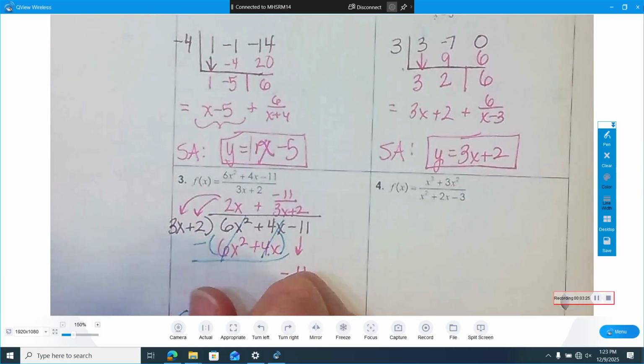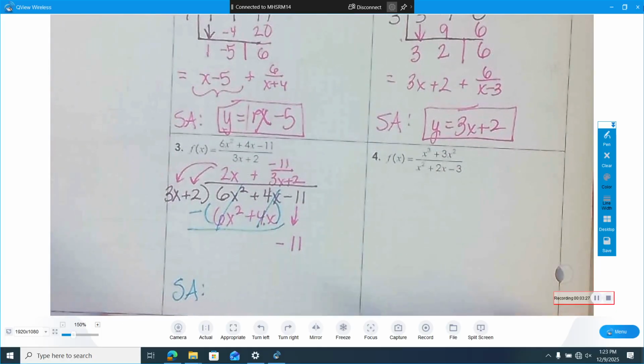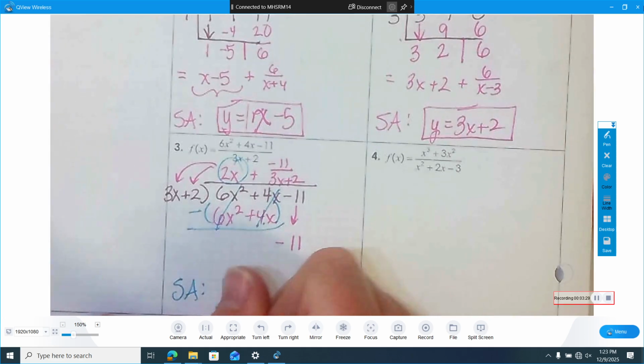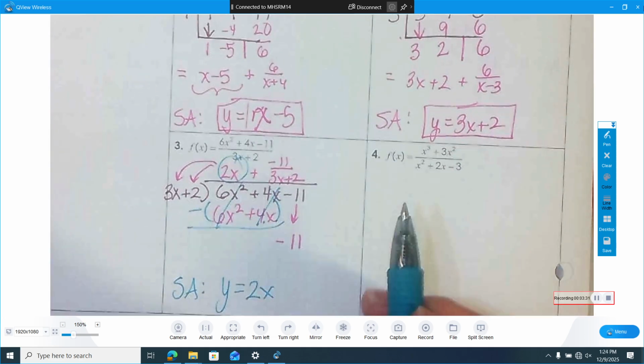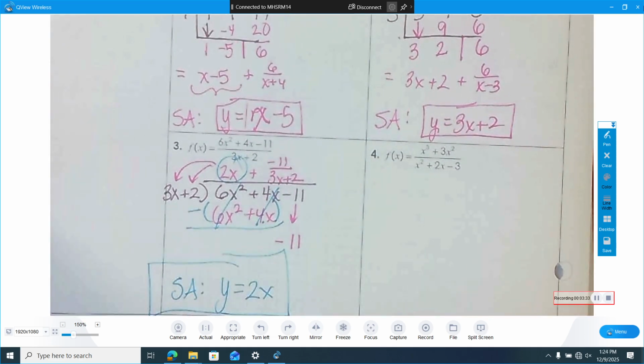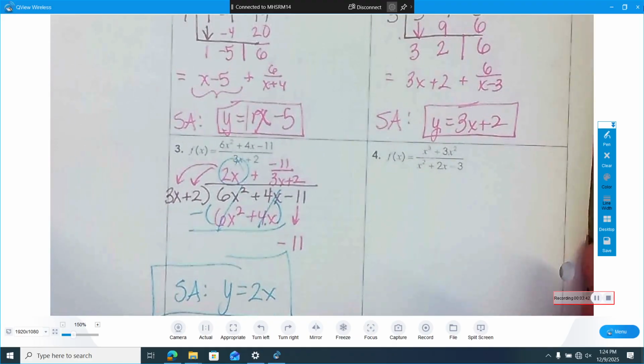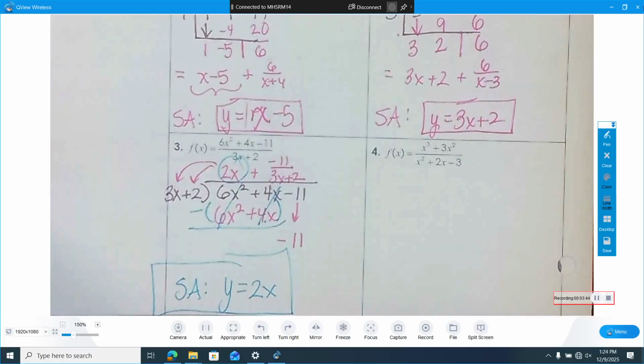What is our slant asymptote there? Yeah, y equals 2x. You need to get in here? Yeah. Does it look weird? Yeah, I bet.